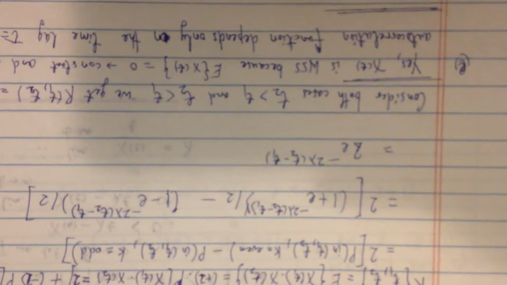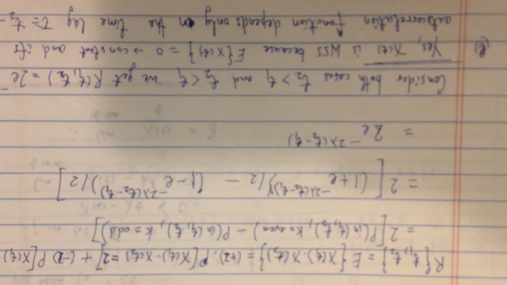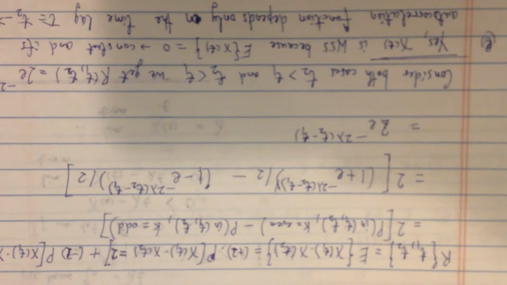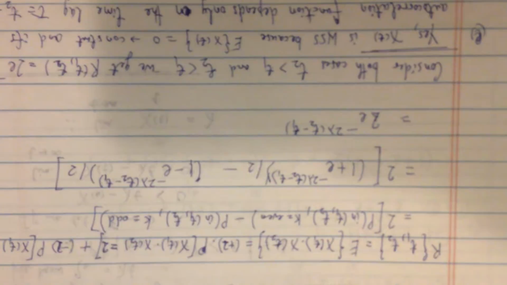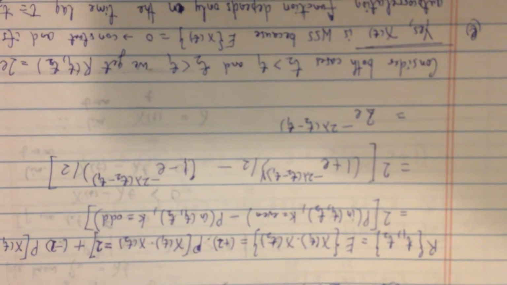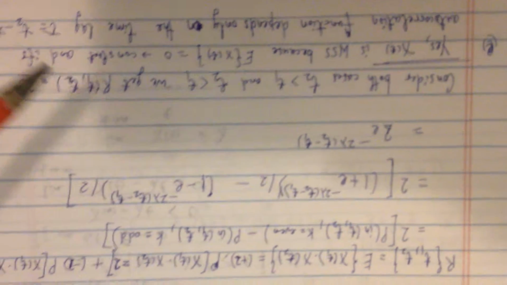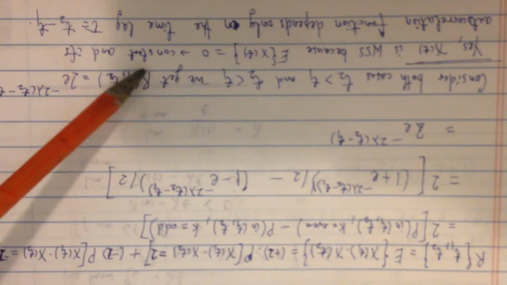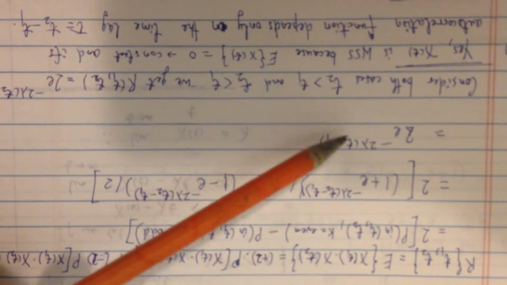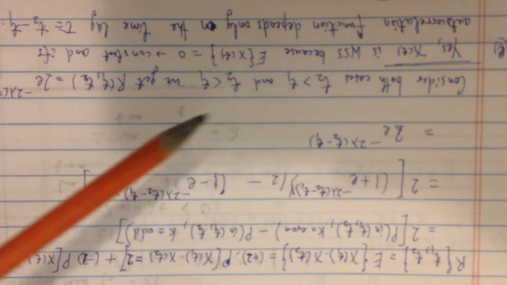So next we're asked if X(t) is wide sense stationary, and yes, we can conclude that it is, because the expected value is a constant, 0, and the autocorrelation is a function of only the lag t2 minus t1.